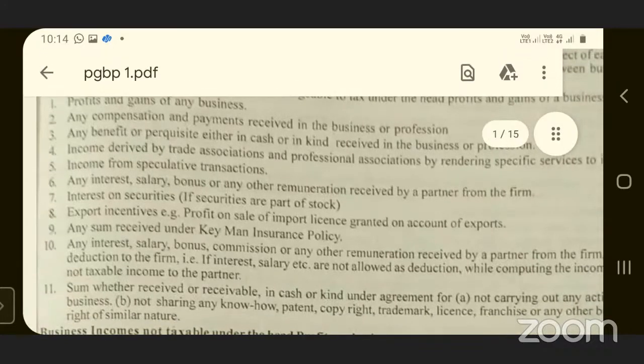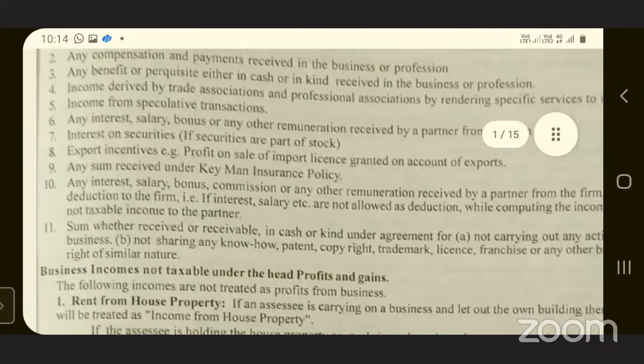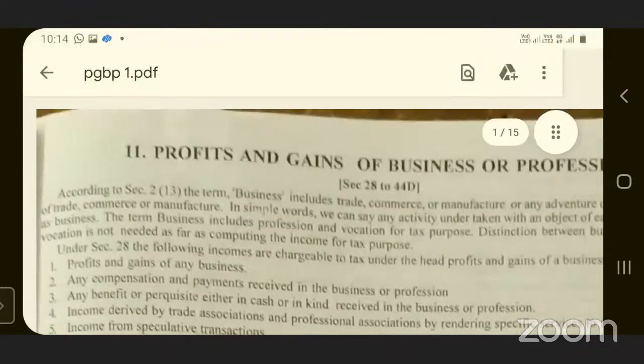Next one is interest on securities and any other export incentives. Such items are considered as sources under the profit and gains of business or profession.